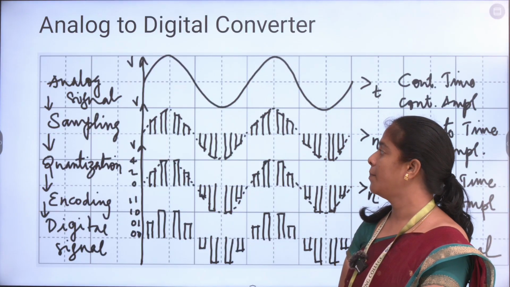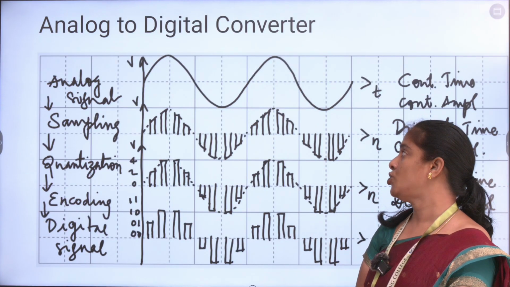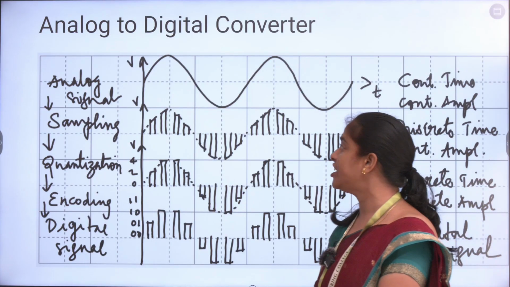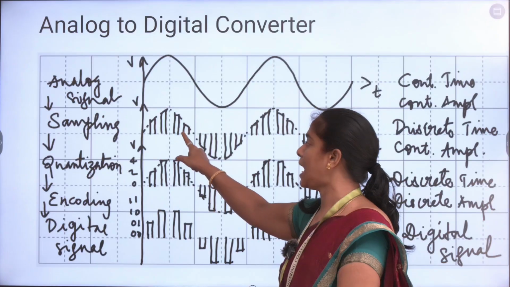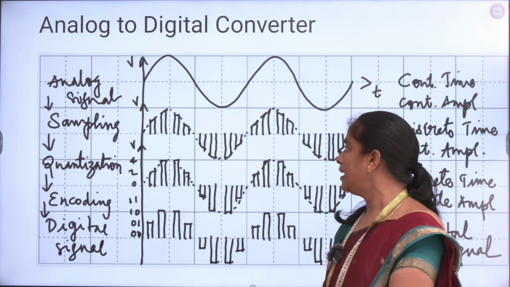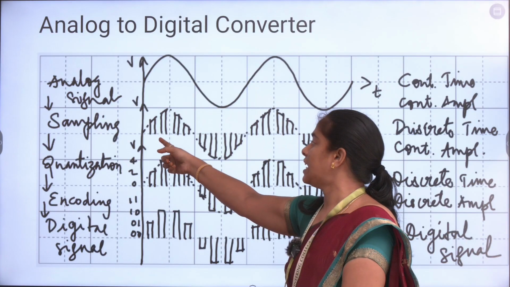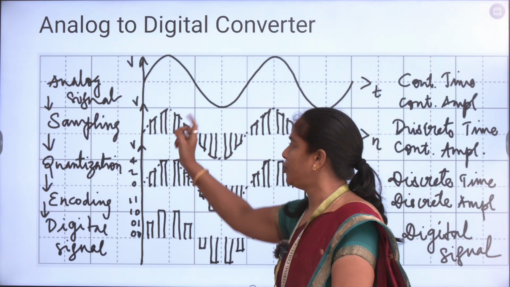So the first process in converting an analog signal into digital is sampling. Instead of taking the signal at every instant, we are going to take only the samples at discrete points. Thereby we are converting the signal to be discrete in time, but still continuous in amplitude.